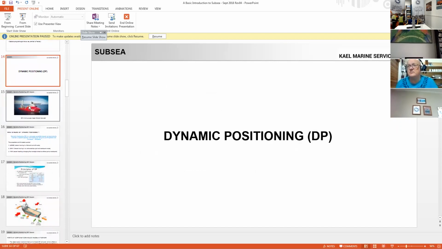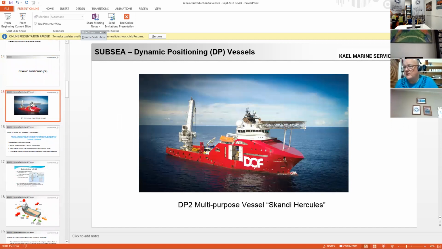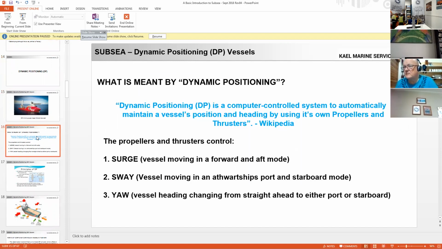Okay, dynamic positioning. Another DP vessel, the DP2 multi-purpose vessel Scandi Hercules. Okay, what is meant by dynamic positioning? From Wikipedia, dynamic positioning, DP, is a computer-controlled system to automatically maintain a vessel's position and heading by using its own propellers and thrusters. The propellers and thrusters control surge, which is a vessel moving in a forward and aft way, sway, vessel moving in the athwartships, port to starboard mode, and yaw, vessel heading changing from straight ahead to either port or starboard.